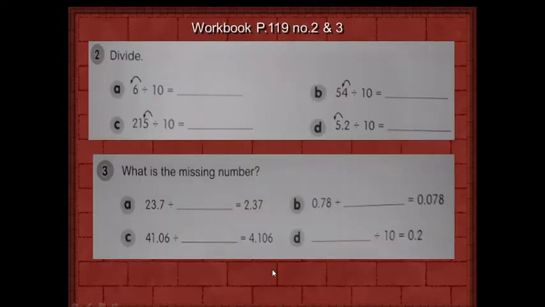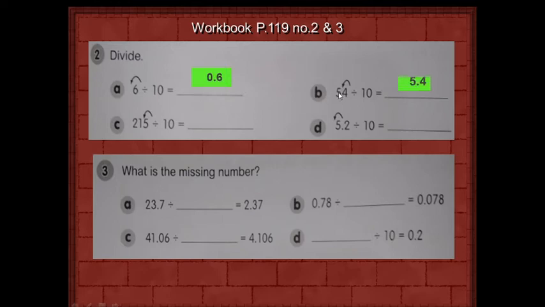Now look at your workbook, page 119, number 2 and number 3. Divide. 6 is divided by 10. Since 10 has 1 zero, move to the left one time. So the decimal point is before the number 6. So the answer is 0.6.